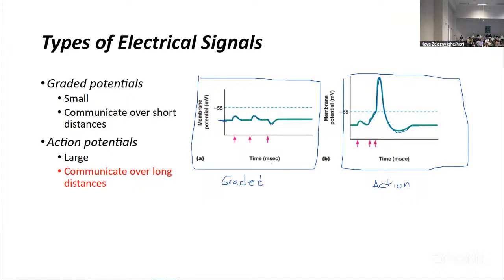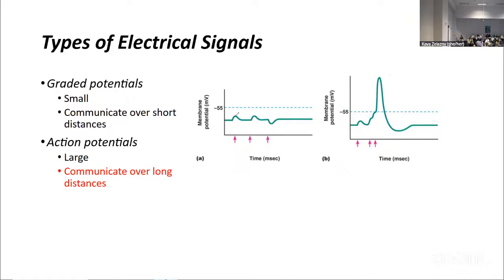So comparing these two, we can notice that our graded potentials are smaller. And when I say small, you're thinking about what the change to the membrane potential is. That relatively small graded potential, or action potential has that big spike. Okay? So that's the large part of the action potential.